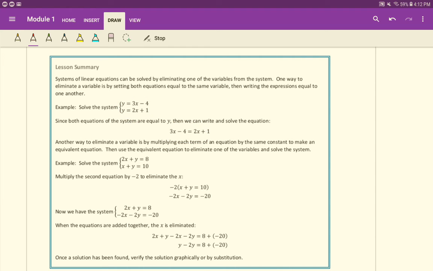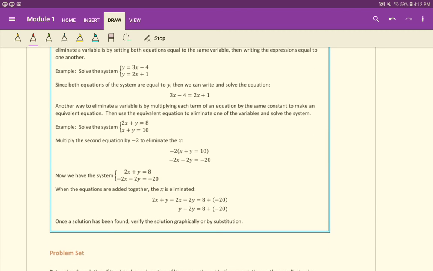However, there's another way to do this too. Another way to eliminate a variable is by multiplying each term of an equation by the same constant to make an equivalent equation. Then use the equivalent equation to eliminate one of the variables and solve the system. So for example, look at this system, okay? They are choosing here to multiply the second equation by -2 on both sides, right? Why? You can see there's the -2, there's that second equation, and you multiply it through and you get this new equation. So here's the new system, but it's still the same as the old system. We just rewrote that second equation, multiplying both sides by -2.